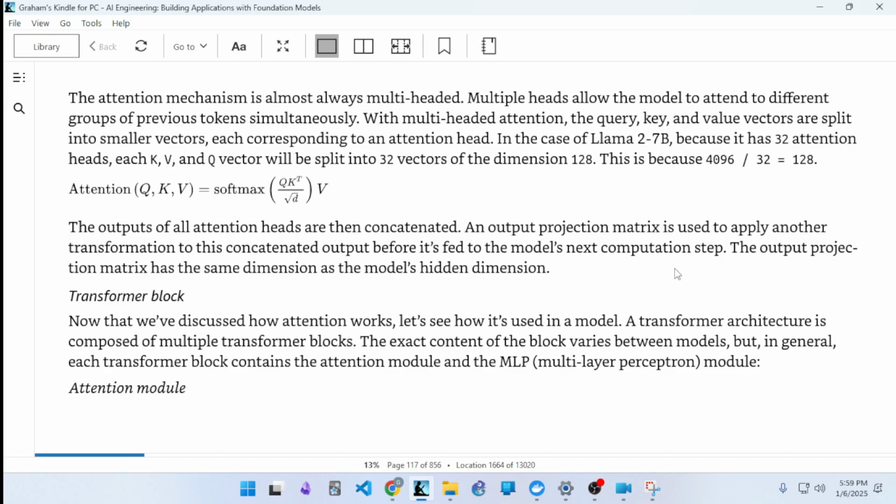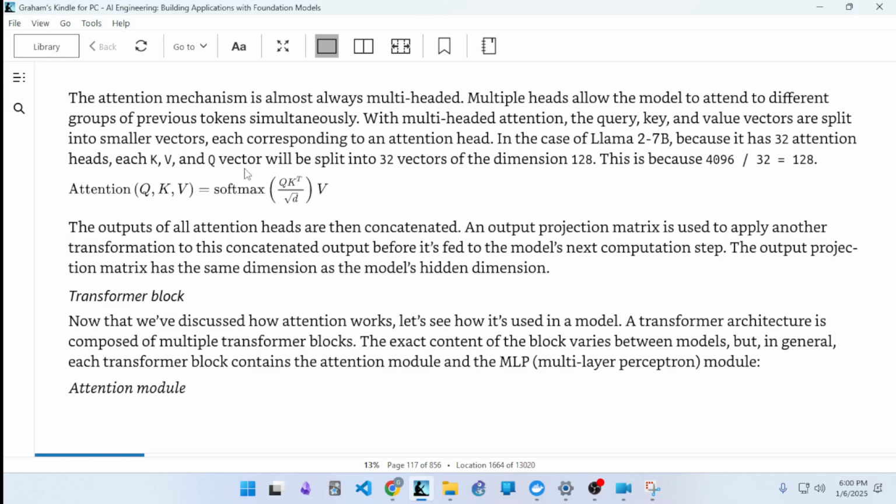So the attention mechanism is almost always multi-headed. Multi-heads allow the model to attend to different groups of previous tokens simultaneously. With multi-headed attention, the query, key, and value vectors are split into smaller vectors, each corresponding to an attention head. In the case of Llama 2-7b, because it has 32 attention heads, each K, V, and Q vector will be split into 32 vectors of dimension 128. This is because 4096 divided by 32 equals 128.